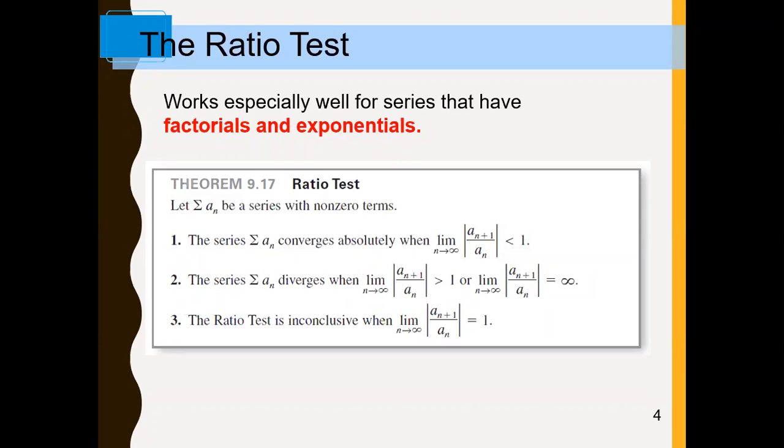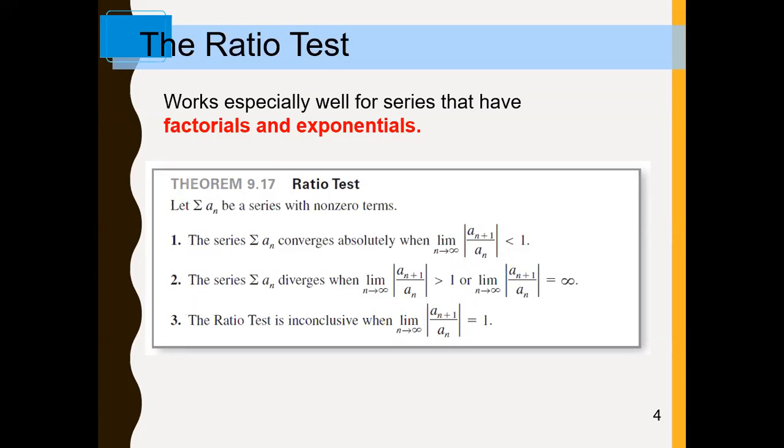Okay. But there is one situation where it doesn't tell you anything, and that's in the situation where the limit of the ratio of consecutive terms goes to 1. The reason we don't know anything is we have examples of series where that happens and the series diverges. But we have other examples where that limit is 1 and the series converges.